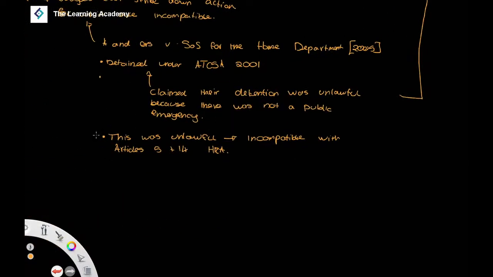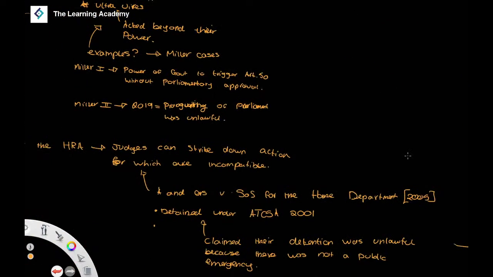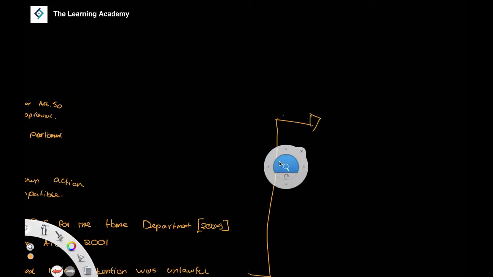What was the outcome? The case was ruled to be unlawful, so it was incompatible with Articles 5 and 14 of the Human Rights Act. And yes, because Parliament is sovereign. Whenever we talk about the checks that the judges have over the legislature specifically, we're always going to be overcome by this problem where parliamentary sovereignty exists. So we're always going to have parliamentary sovereignty being a problem.